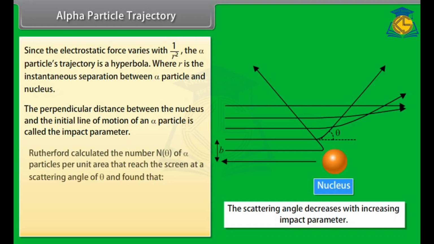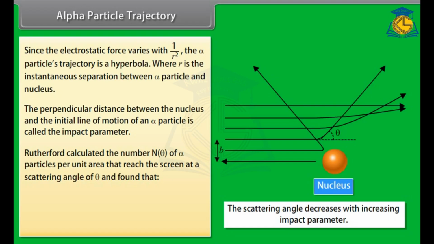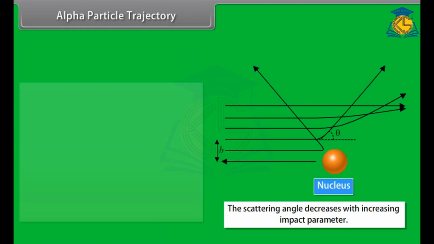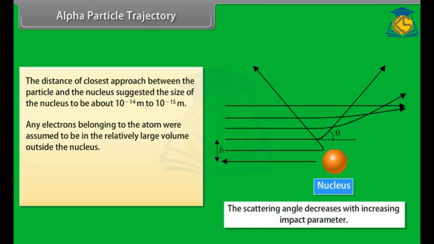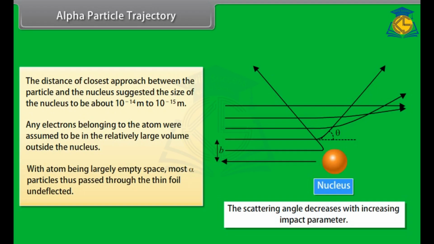parameter. Rutherford calculated the number N theta of alpha particles per unit area that reach the screen at a scattering angle of theta and found that N theta is inversely proportional to sin theta upon 2 raised to the power 4. The distance of closest approach between the particle and the nucleus suggested the size of the nucleus to be about 10 raised to the power minus 14 meter to 10 raised to the power minus 15 meter. Any electrons belonging to the atom were assumed to be in the relatively large volume outside the nucleus. With the atom being largely empty space, most alpha particles thus passed through the thin foil undeflected.